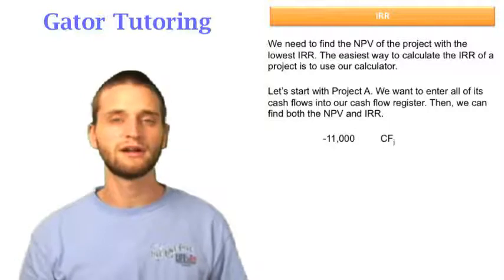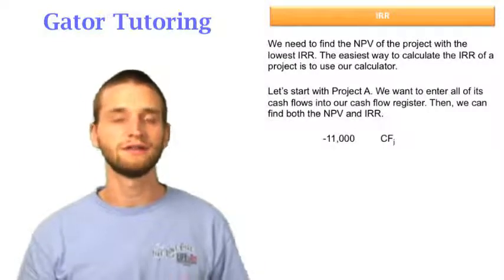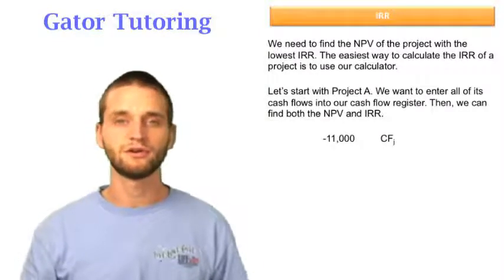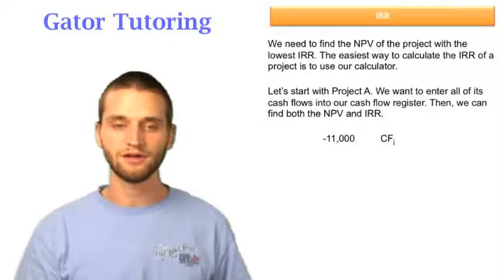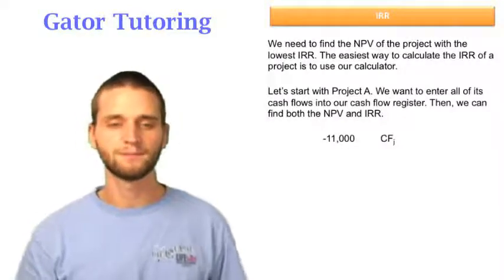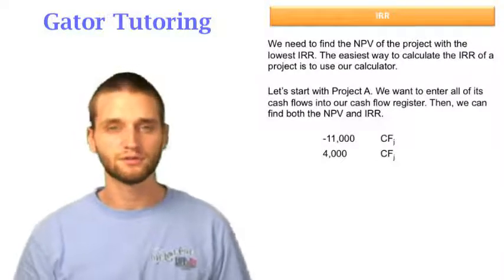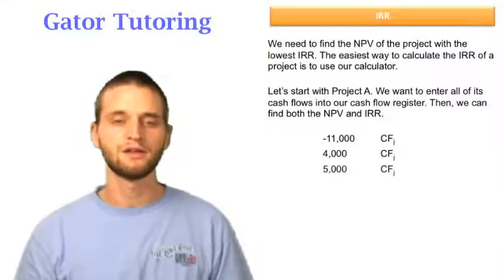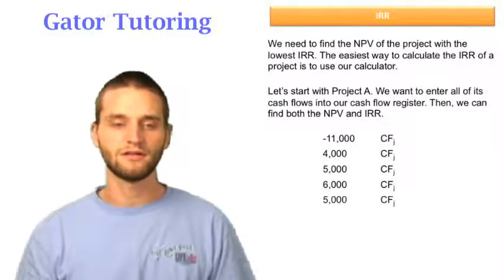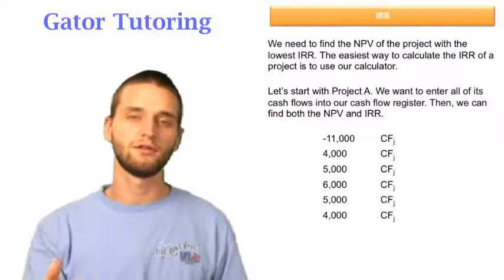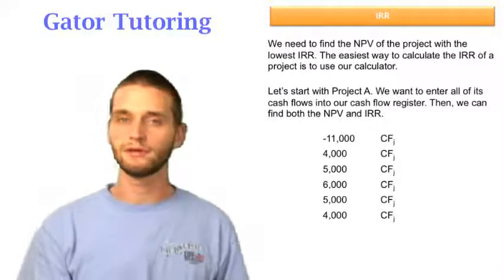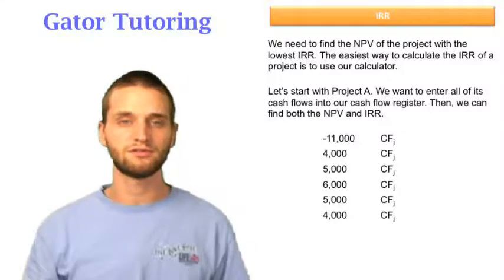So first we'll enter in the initial cash outflow of $11,000 that occurs in year 0 by pressing negative $11,000 and then pressing the cash flow key. And then we have a cash flow of positive $4,000, so we press $4,000, then the cash flow key. Then we have $5,000 cash inflow, then a $6,000 one, then a $5,000 one, and finally a $4,000 cash inflow. And all of those are separated by a year, so we can just enter them in one after another. We don't have to worry about spaces or anything.